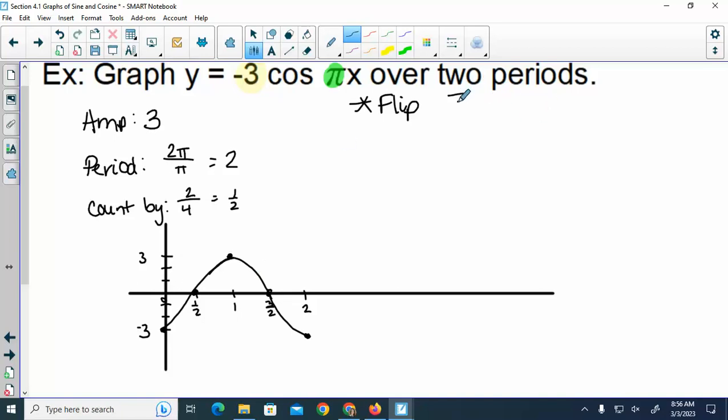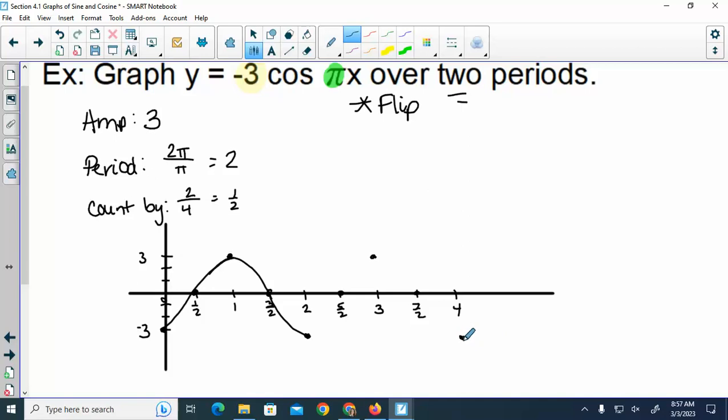I did ask for 2 periods. So to get the second period, you just need 4 more points on the end. And you just keep adding your count by. So 2 plus 1/2 is 5/2. Plus 1/2 will be 6 over 2 or 3. Plus 1/2 is 7 over 2. Plus 1/2, 8 over 2 or 4. And the pattern continues. So you could do as many periods as I asked for.